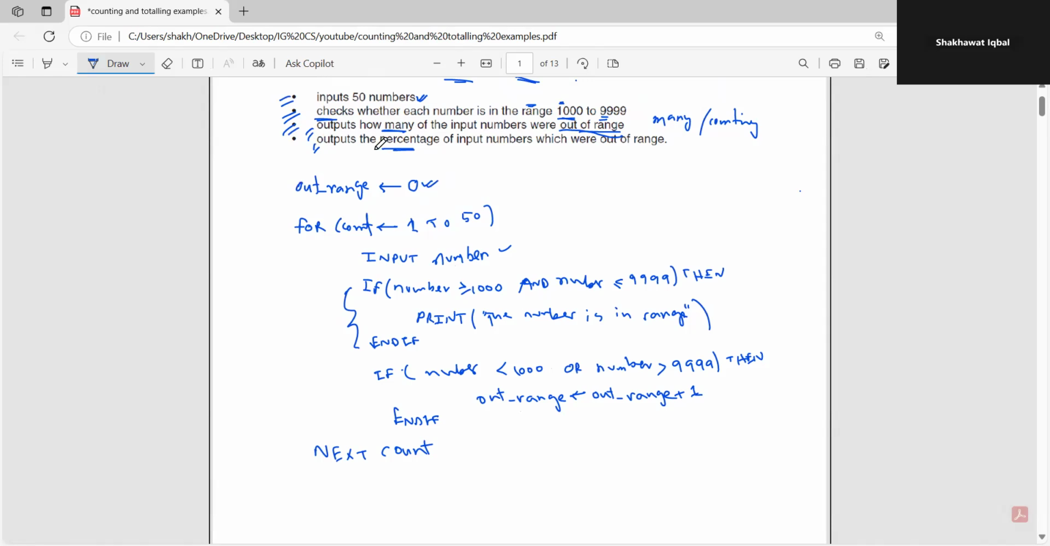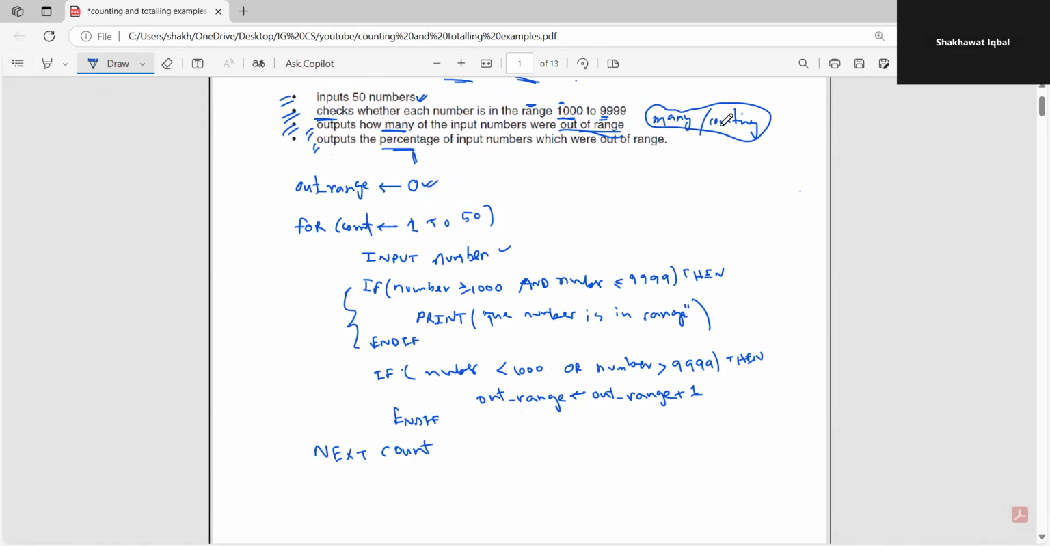So let's talk about the last question, percentage. Wherever any question asks you about percentage, though they didn't ask you, for example, how many are out of range. If they only ask you to output the percentage of input numbers which are out of range, percentage always depends on many. To find out the percentage, you have to calculate the many. This is a very important topic you have to understand.